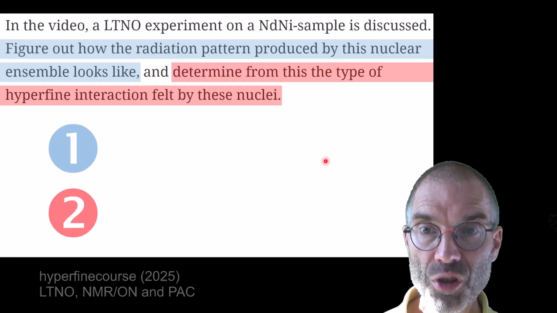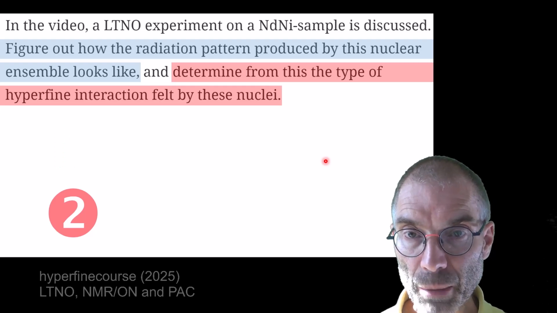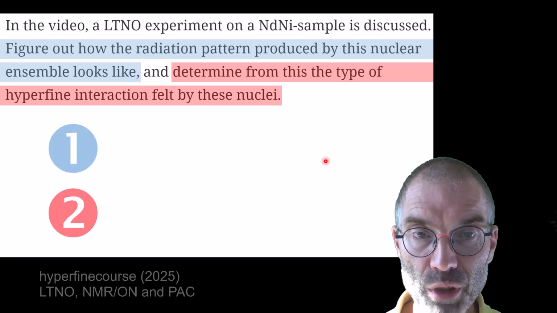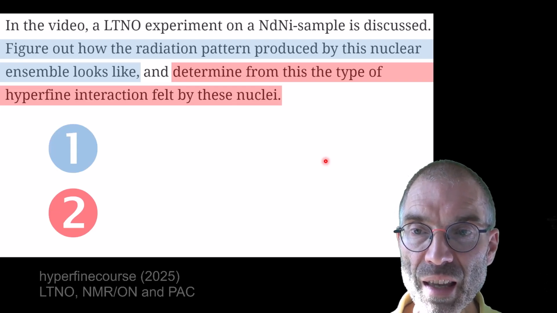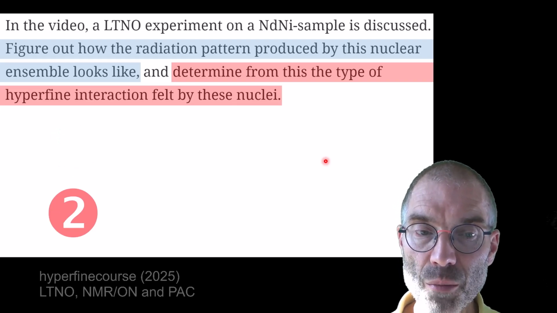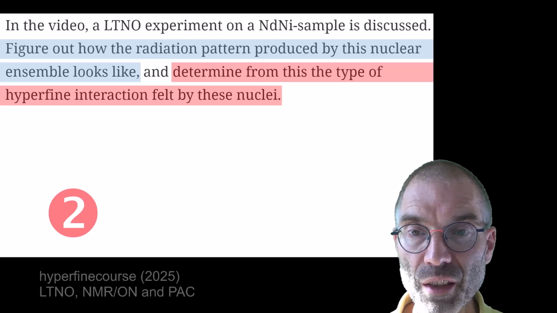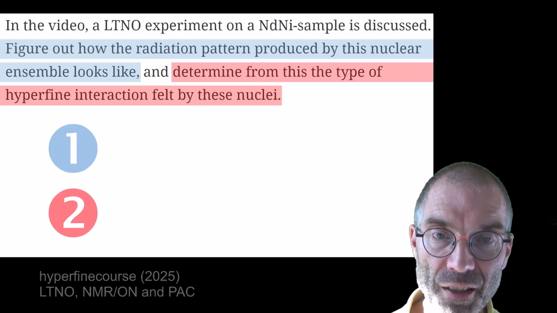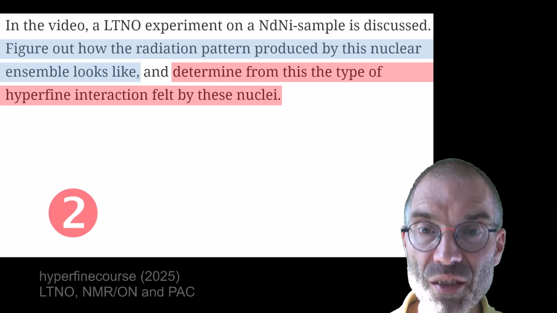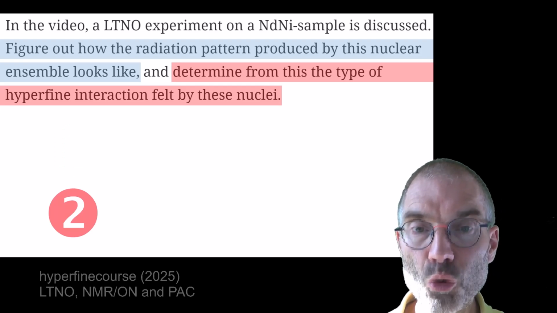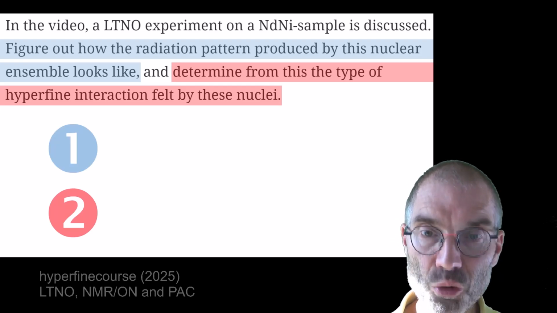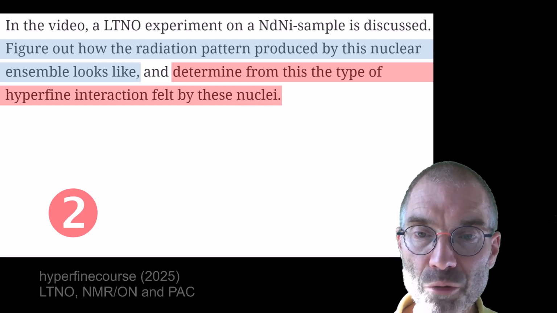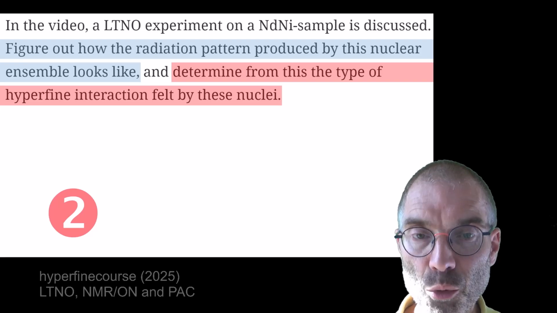We have discussed in the module about low temperature nuclear orientation a specific example with a neodymium nickel sample, and I asked you two questions about it. First, try to find how the radiation pattern that this sample will emit looks. And once you know the radiation pattern, then find out which type of hyperfine interaction is responsible for this.